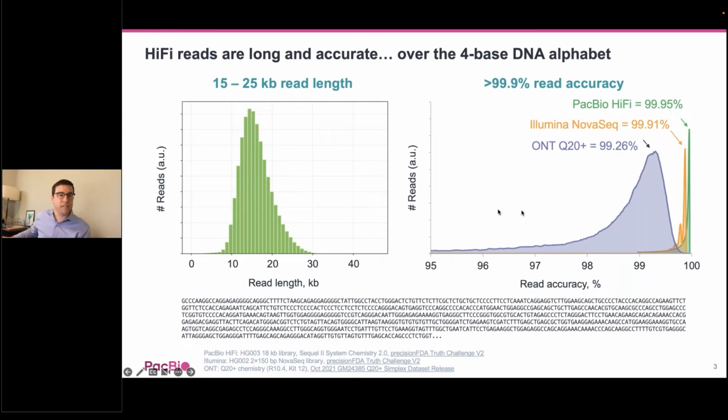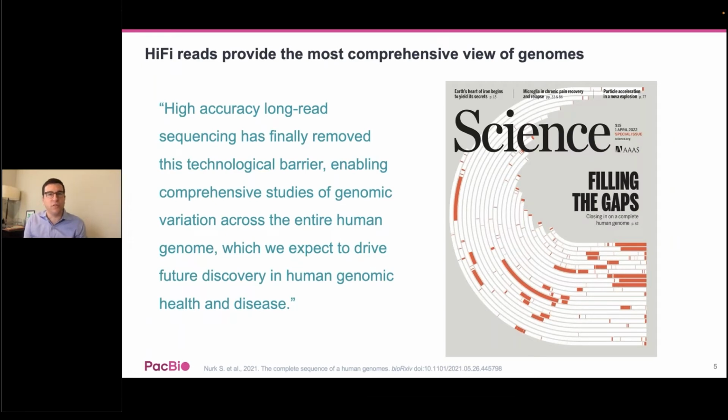In terms of the HiFi sequencing technology, it's a platform that produces DNA sequencing reads that are both long and accurate over the standard 4-base DNA alphabet that we usually think of, the As, Cs, Gs, and Ts. The HiFi reads are around 15 to 25,000 bases long, and the typical accuracy of a read is greater than 99.9%. So these are reads that have extremely high accuracy and are quite long. And this type of read has been shown to provide the most comprehensive view of genomes. It was the basis of the first telomere-to-telomere assembly of a human genome, and it reveals additional variation in genomes missed by other technologies. So you get a complete view of structural variation in addition to single nucleotide variation and indels.